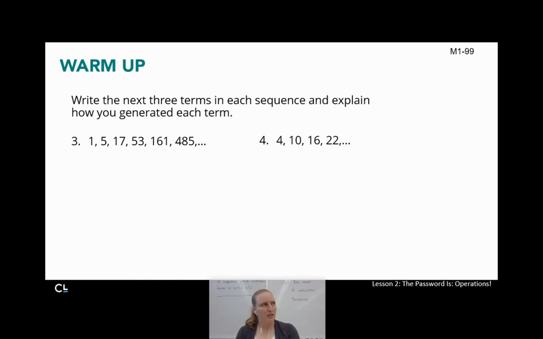So just to get us started and get our brains going in the right direction, we have warm-up number 3 and 4 here today. You did 1 and 2 last time. We're doing number 3 and 4 today. And just like we've been doing all week, I'd like you to write the next 3 terms in each sequence, and I'd like you to explain how you generated each term. Go ahead and hit pause to work your way through these, and then hit play when you're ready to check your work.